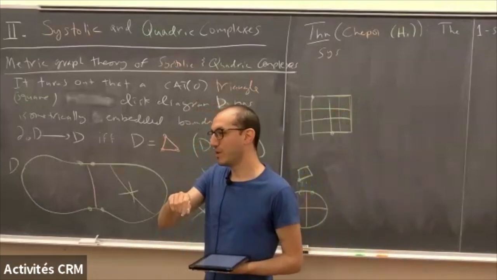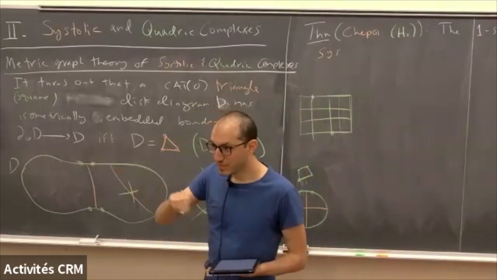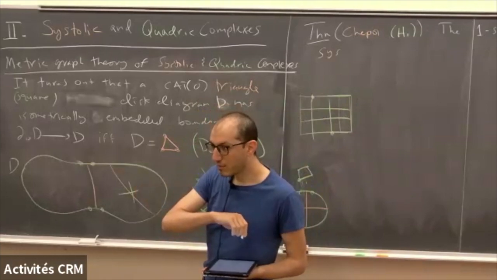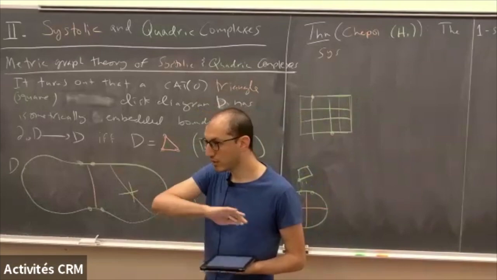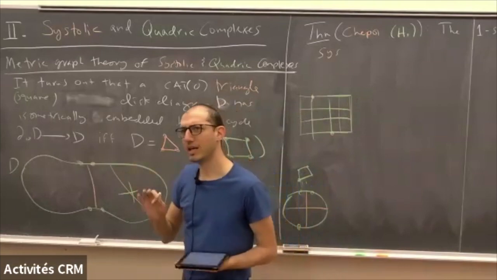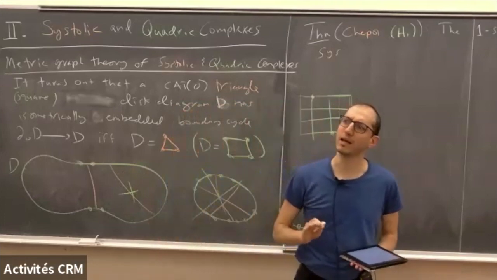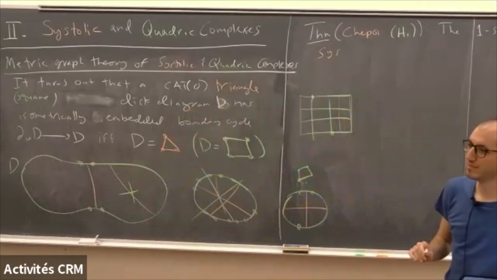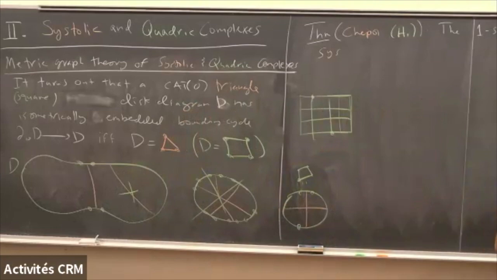I think there may be a way to get hyperplanes from a CAT(0) triangle complex in the plane, but I don't remember quite exactly how that goes. So yeah. Other questions?